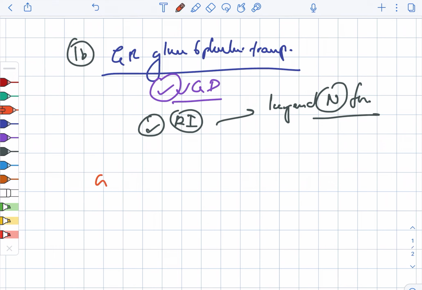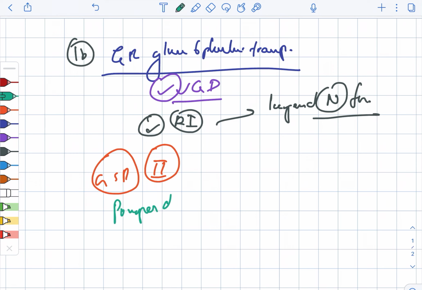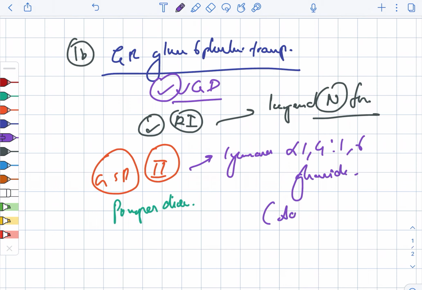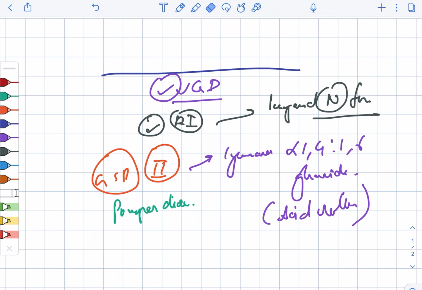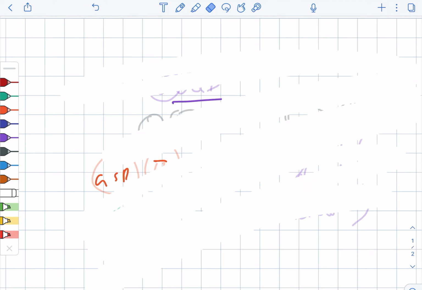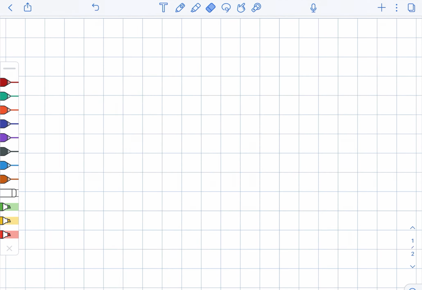Next we are looking at GSD type 2, which is also known as Pompe's disease. The enzyme involved in Pompe's disease is lysosomal alpha 1,4 and 1,6 glucosidase, the acid maltase. Now what is the deficiency? Pompe's disease is the deficiency of lysosomal alpha 1,4 and 1,6 glucosidase, acid maltase.